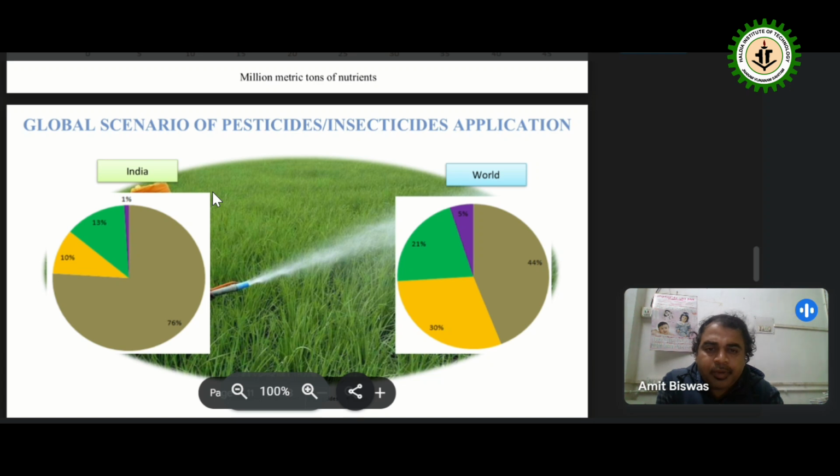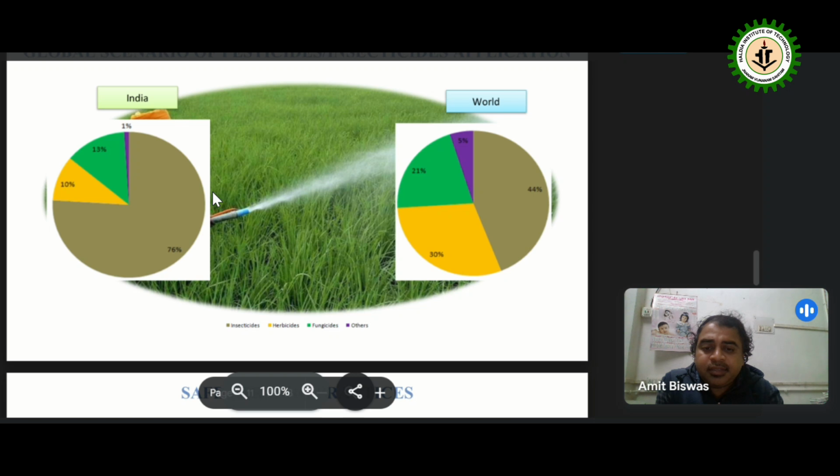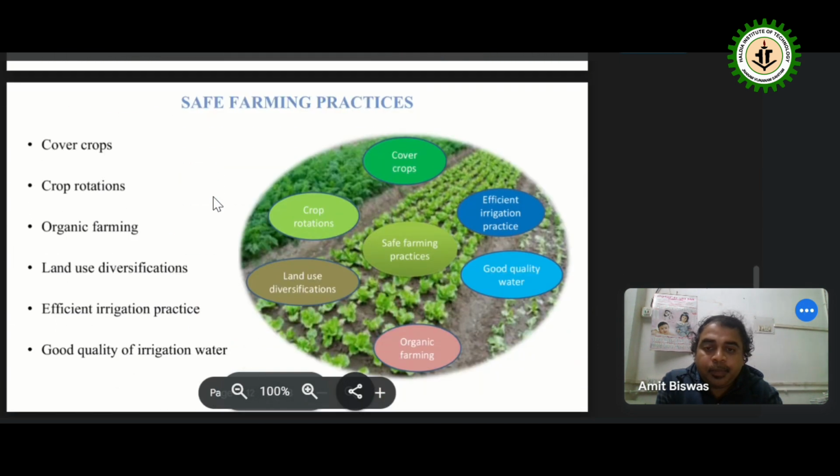Now the global scenario of pesticide or insecticide application. For India it is 76% insecticide, herbicide 10%, fungicide 13%, and others 1%. And from a world point of view it is 44% insecticide, herbicide 30%, fungicide 21%, others 5%.